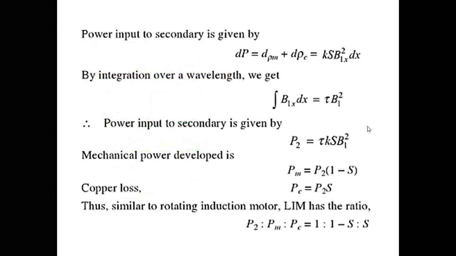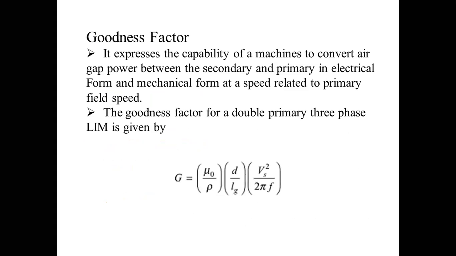And next one, goodness factor. What is meant by goodness factor? A goodness factor is a criteria for non-conventional machines. It expresses the capability of a machine to convert air gap power between the secondary and primary in electrical form and mechanical form at a speed related to primary field speed.